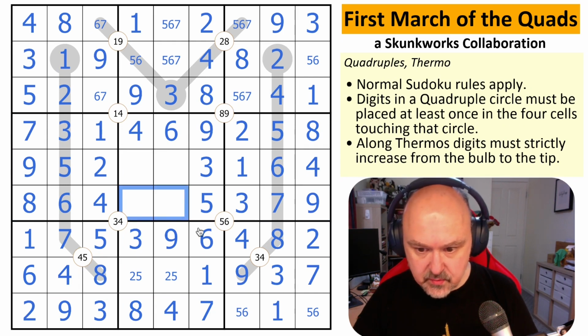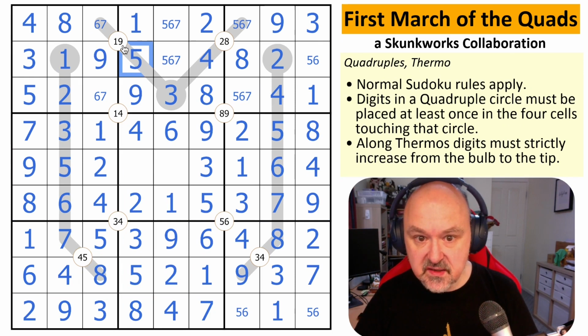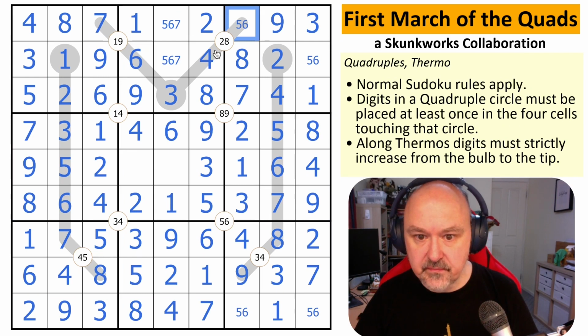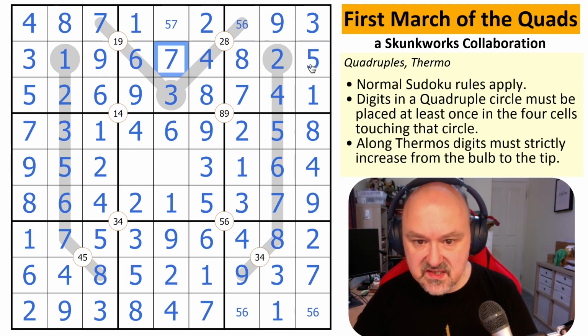Okay, these are pairs. 1 and 2. So this is the 2. This is the 1. This is the 5. This is the 2. This is the 6, which makes that 6, which makes this a 7 by the Thermo. Thermo is still coming into play. This is now a 7, so this is not a 7. 5, 6 is higher on the Thermo. This cannot have 6 in it. So this is the 5, this is the 7, this is the 5, this is the 6.